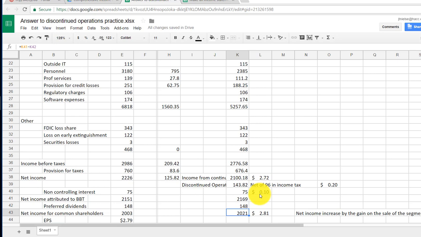So this is a good review of several concepts from this week's material. First of all, the idea of discontinued operations. Second of all, how we see non-controlling interest on the income statement. Third, the calculation of earnings per share, especially with a special item like discontinued operations. So those are the things that you should get from this review and hopefully this practice.